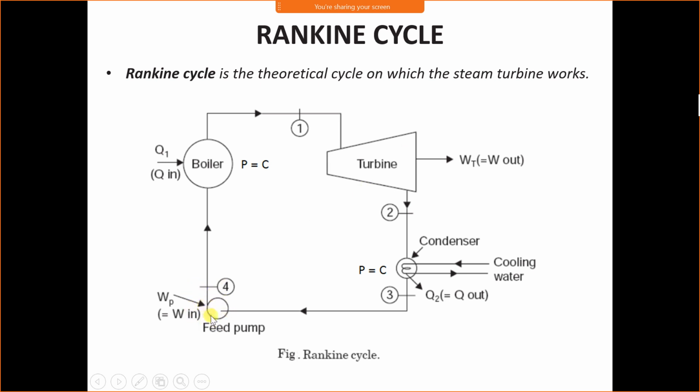The pump is used to pressurize the water and supply that water to the boiler. Therefore, we need to supply work to the pump. Some part of the work generated in the turbine is consumed in the pump, but it is very little. Therefore, the net output of the plant is turbine work minus pump work. Suppose the turbine is generating 10 kilowatt and 1 kilowatt is consumed in the pump. Therefore, net output is 10 minus 1, that is 9 kilowatt.